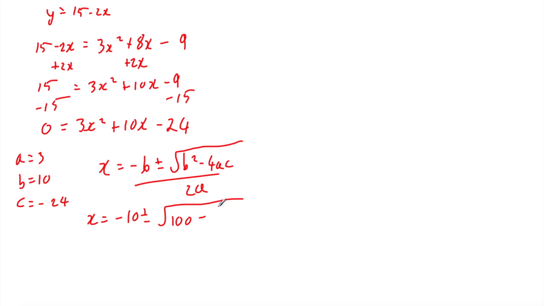Subtract 4AC, so I'm going to put this in a bracket, 4 times A, which is 3, times C, which is minus 24. Close brackets. And that's all divided by 2A. A is equal to 3, so 2A would be double 3, which is 6. Fantastic. Okay, now let's simplify this a little bit more.